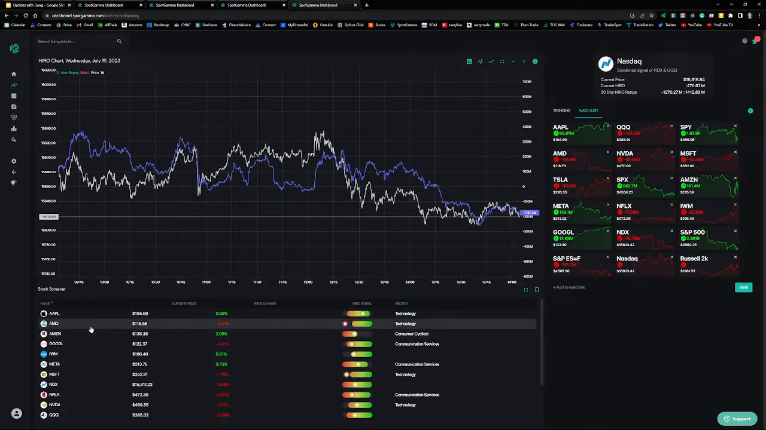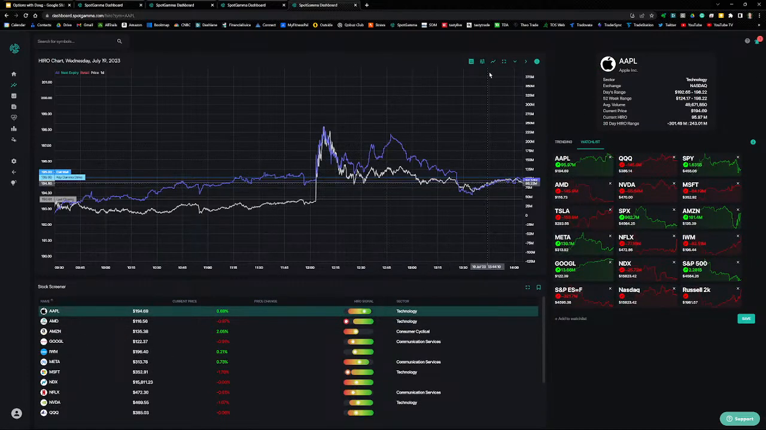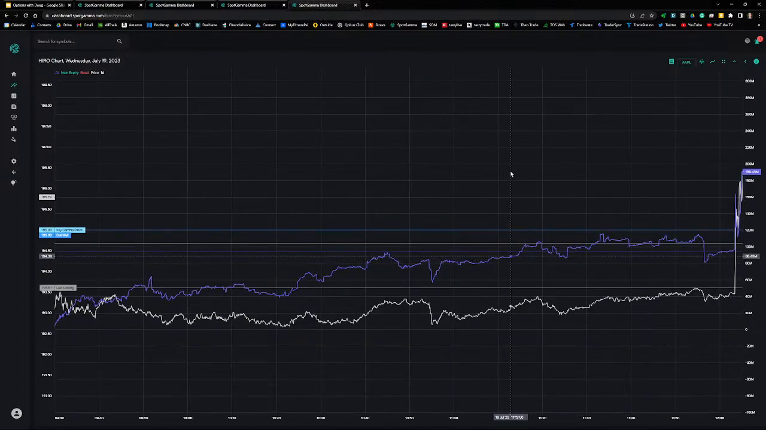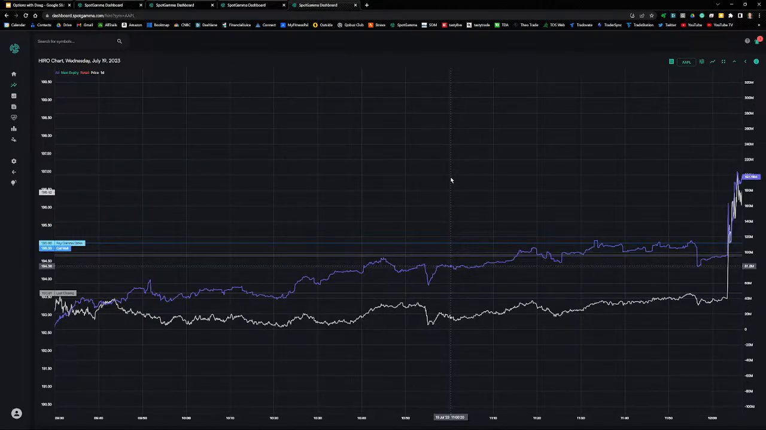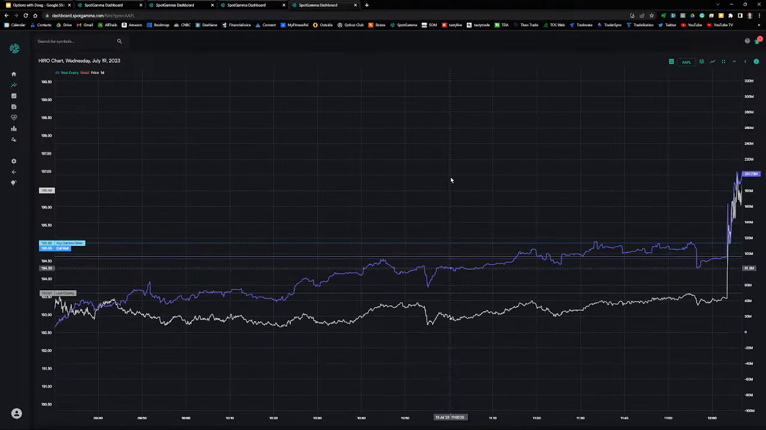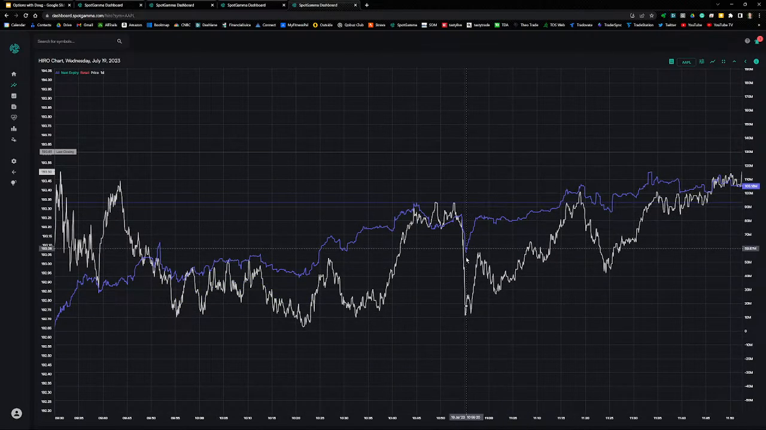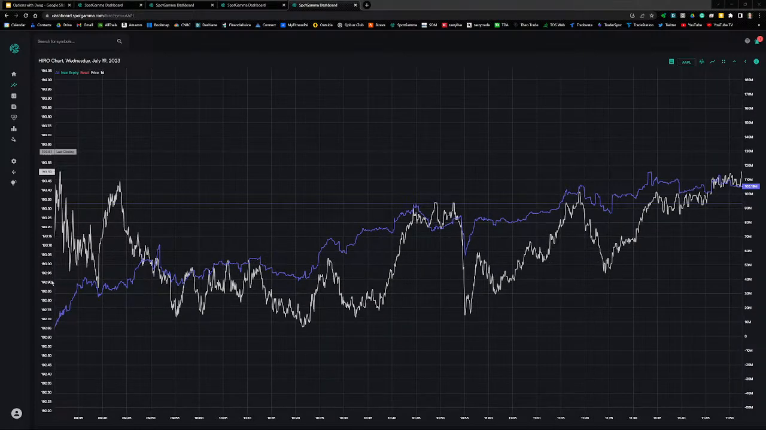So let's go to Apple first. And I'm going to zoom in before the event. Let's see if I can get this. So just right before the event, note the steady rise in Hero as price is chopping up and down, and then price starts to finally move higher just before 11, making a higher low here.